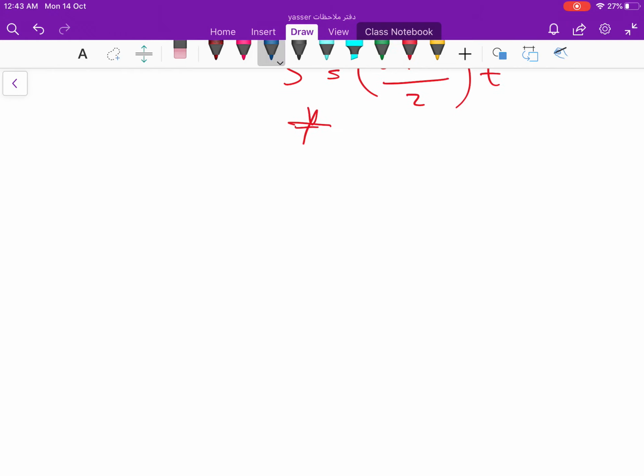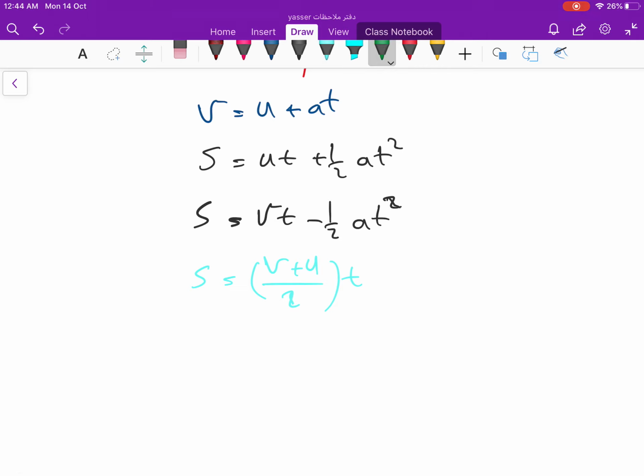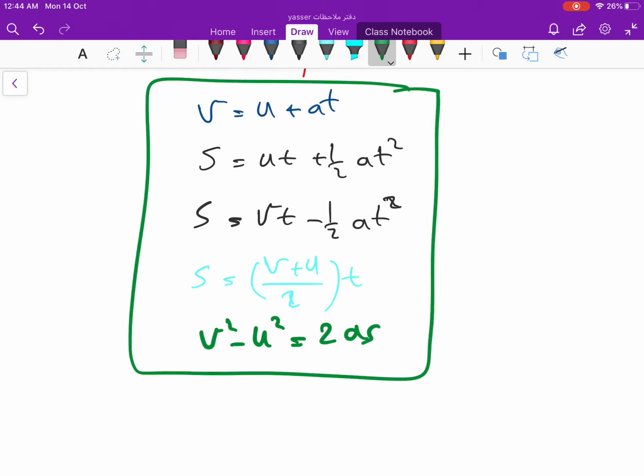Here is the first equation, v equals u plus at. The second equation is s equals ut plus half at squared, or s equals vt minus half at squared. And we have s equals (v plus u) divided by 2, all multiplied by t, and the fourth, which is v squared minus u squared equals 2as. So we have five equations.